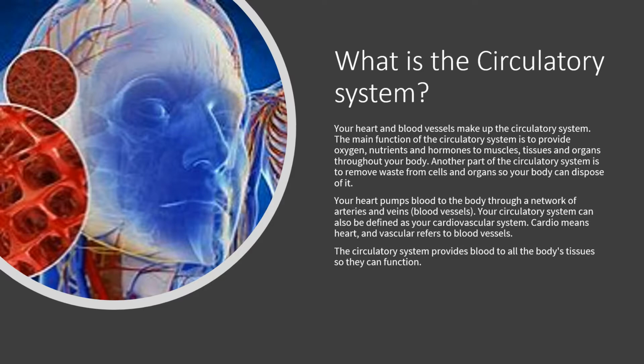What is the circulatory system? Your heart and blood vessels make up the circulatory system. The main function of the circulatory system is to provide oxygen, nutrients, and hormones to muscles, tissues, and organs throughout your body. Another part of the circulatory system is to remove waste from cells and organs so your body can dispose of it. Your heart pumps blood to the body through a network of arteries and veins, which is blood vessels.